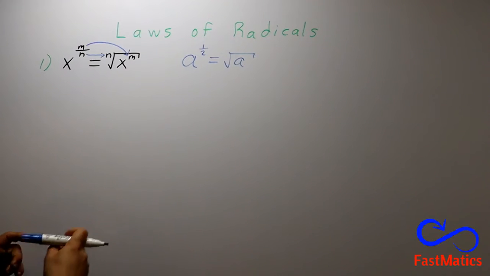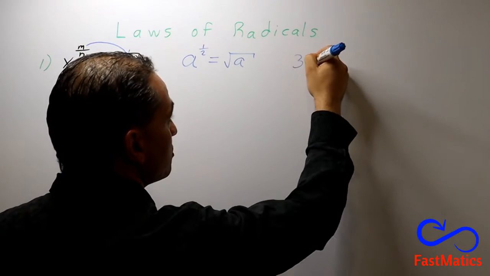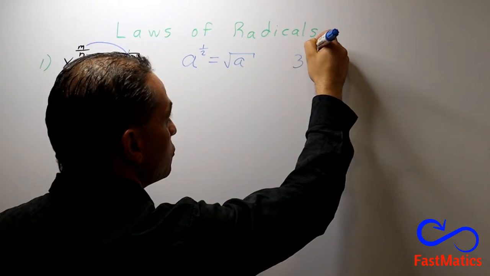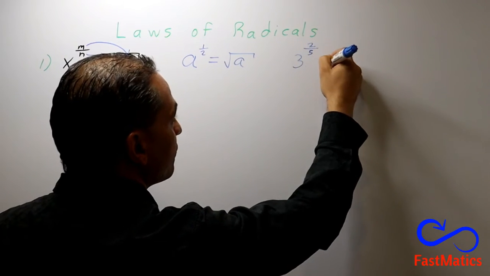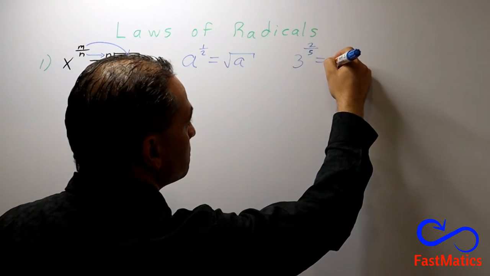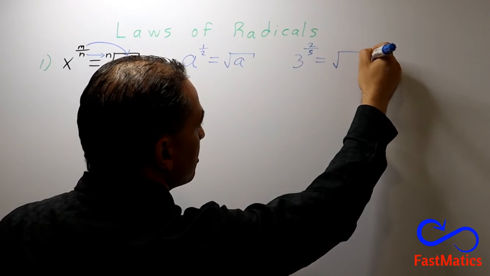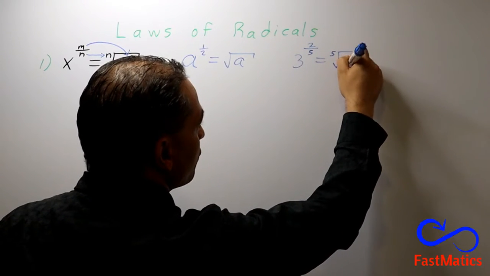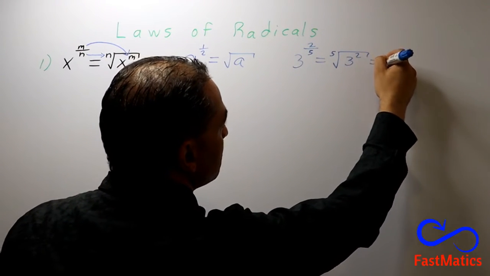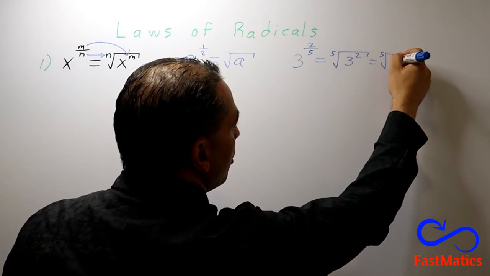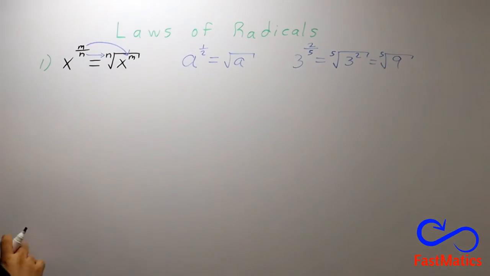Another example, 3 to the power of 2 over 5 is equal to the fifth root of 3 to the power of 2. That means the fifth root of 9.